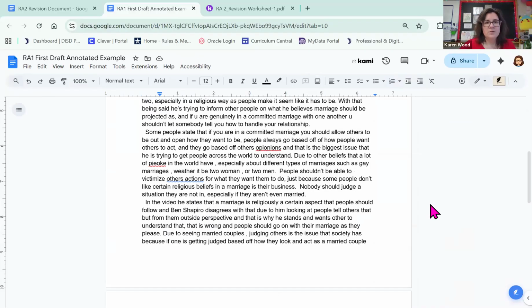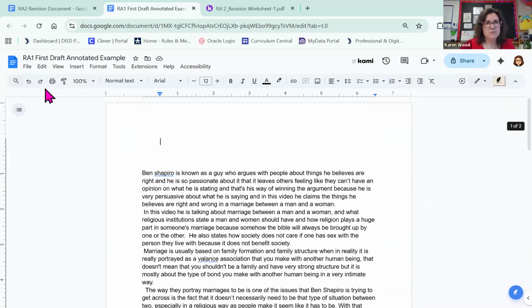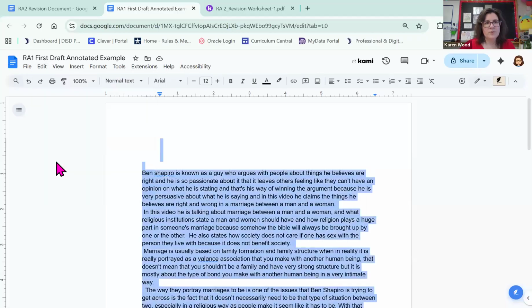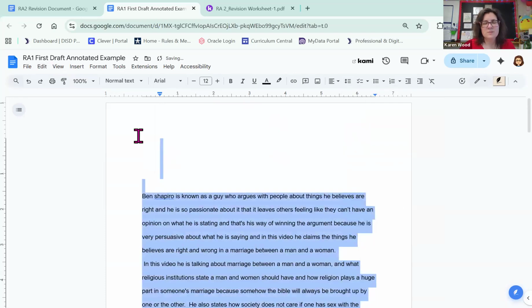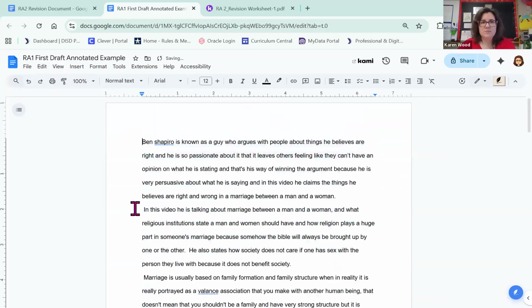So the first thing I notice is that the student hasn't used proper MLA formatting. So I'm going to format it correctly. So they've got Arial. You can use Arial or Times New Roman. We've got 12-point font. That's good. So let's do double space. And I'm going to delete this space.